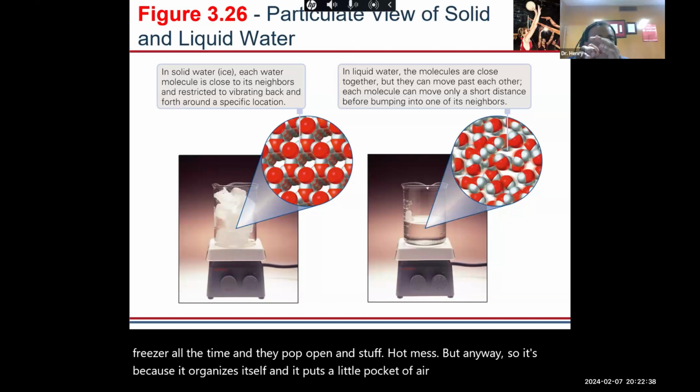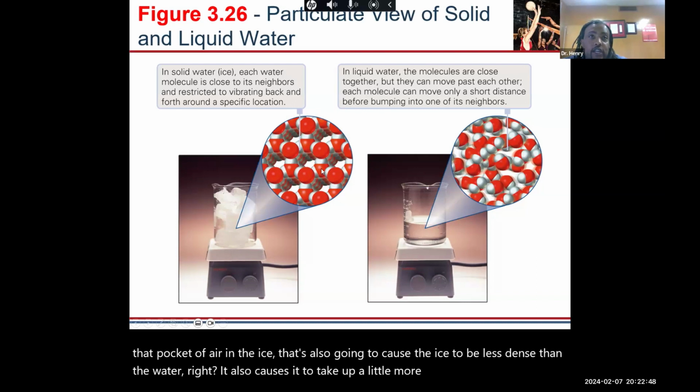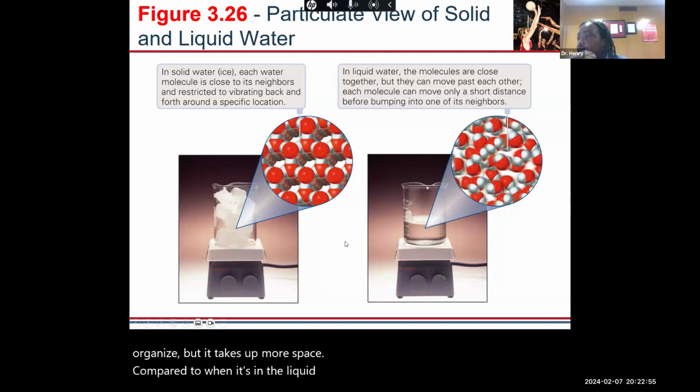But anyway, it's because it organizes itself and it puts a little pocket of air, right? And because of that pocket of air in the ice, that's also going to cause the ice to be less dense than the water, right? It also causes it to take up a little more space. So when it freezes, it organizes, but it takes up more space compared to when it's in the liquid form where it just kind of interacts with each other.